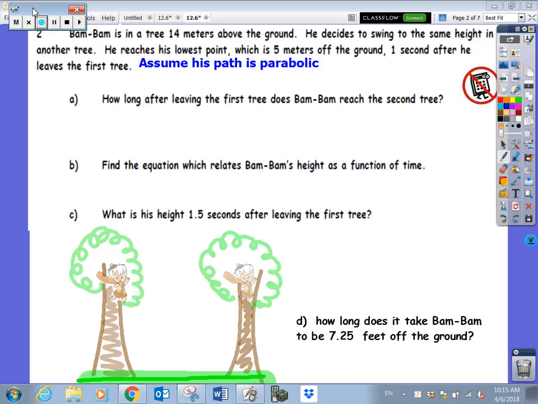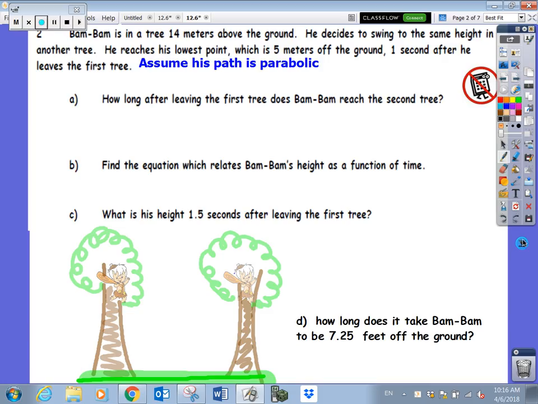I'm not sure if that's written in your notes or not, but we're going to assume his path is parabolic. On the test, we would tell you what the path would be. You don't ever have to guess. Somewhere in the problem, it'll tell you what the conic is. So the first question: how long after leaving the first tree does Bam Bam reach the second tree? That one you can do just by reading, but I'm going to start drawing the picture down here.